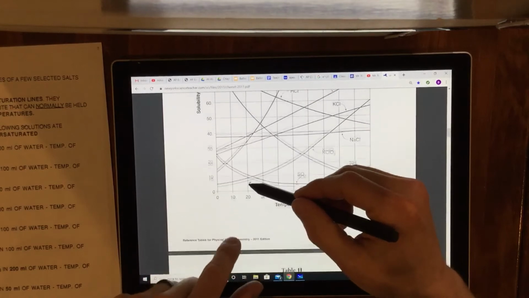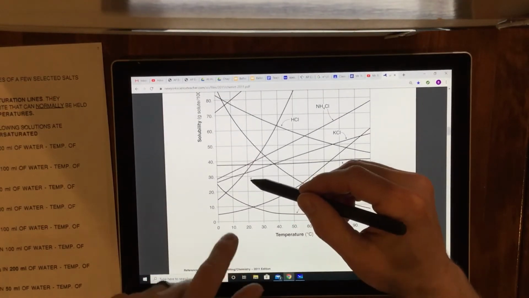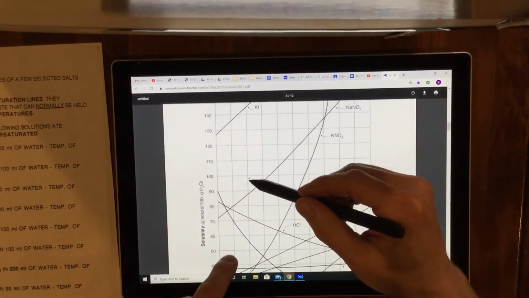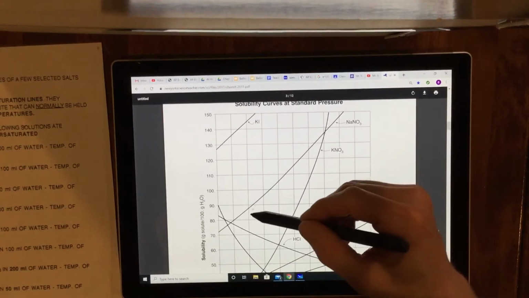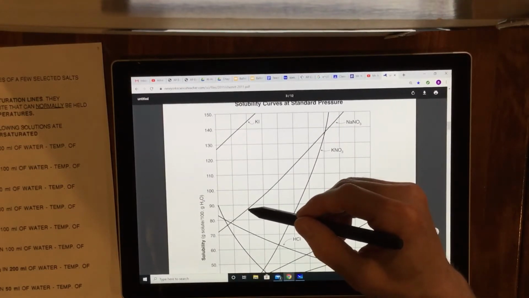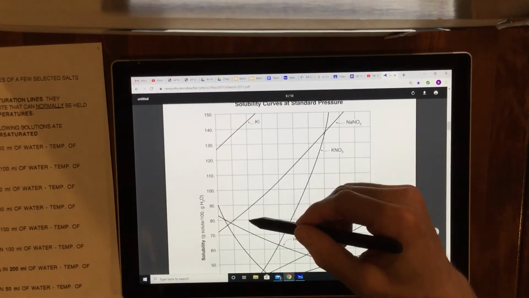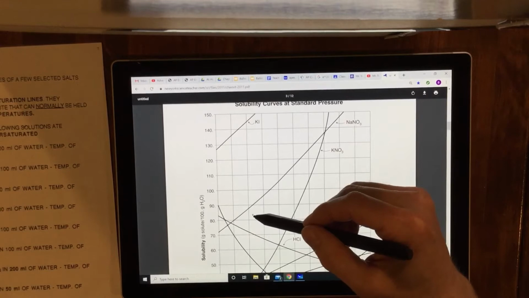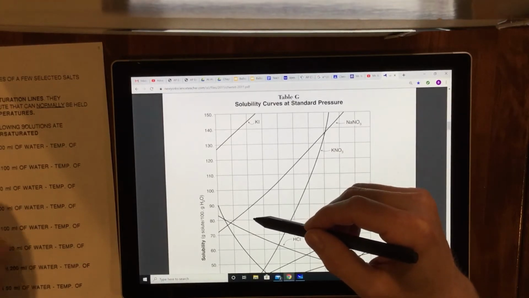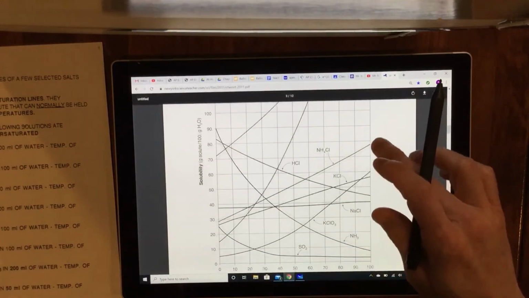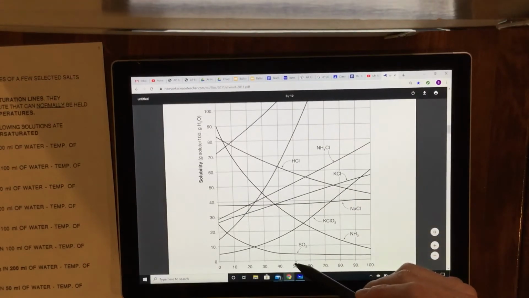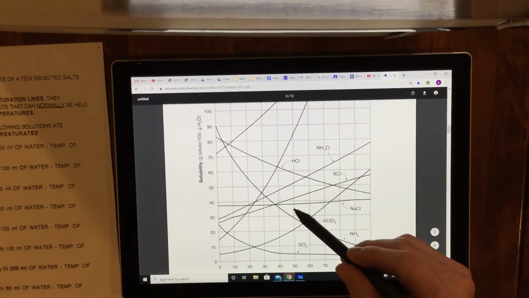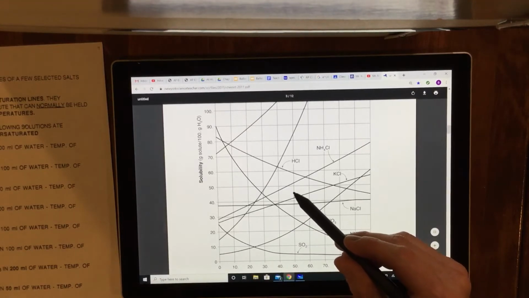All right, now we're at 20 degrees. So 20 degrees, and we are NaNO3. So that's up here. And 20 degrees puts us at about 88. And it says we are at 80. So 80 is underneath that line, so unsaturated for number 2. Number 3, 45 grams of KCl at 50. So KCl, here it is, 50 degrees. 45 grams puts us right here, which is above KCl. It's above it. 45 is right here.